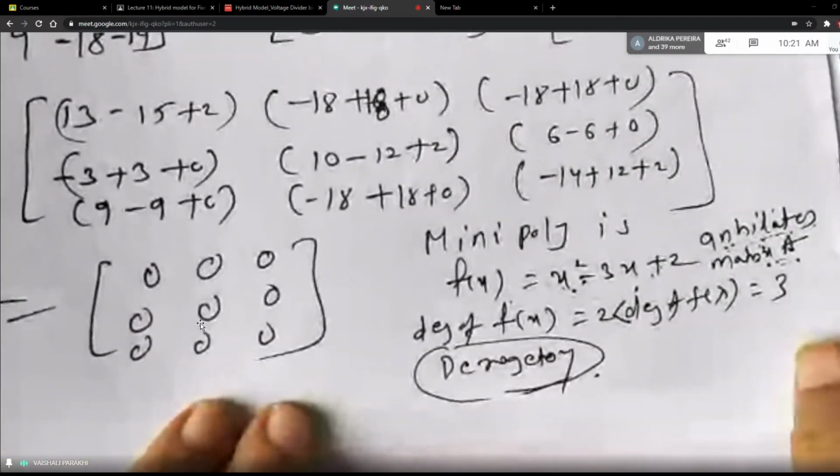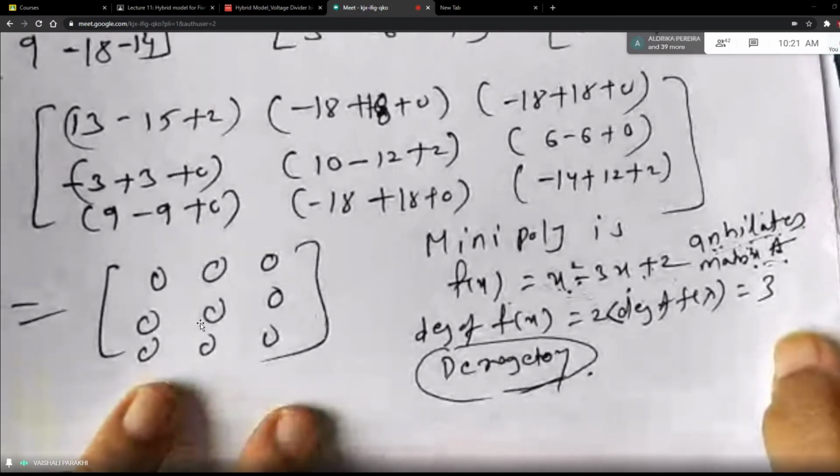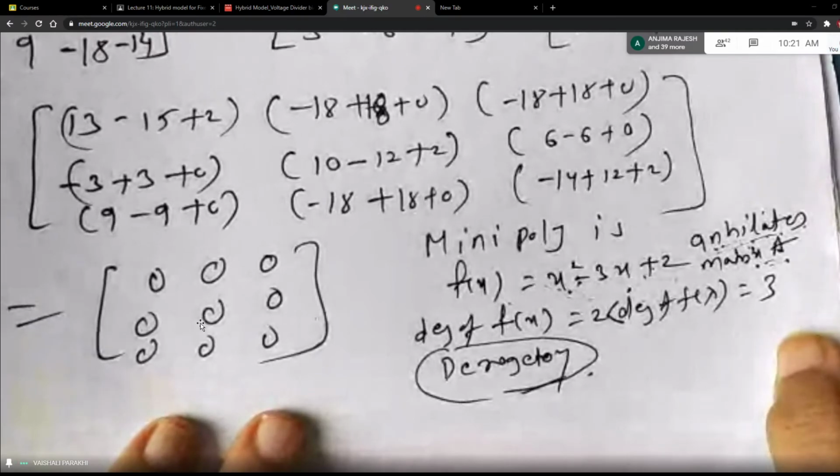Understood students? It is nothing much. You have to just find the eigenvalues, and depending upon the three cases, you have to see which case is applicable for this. Okay.